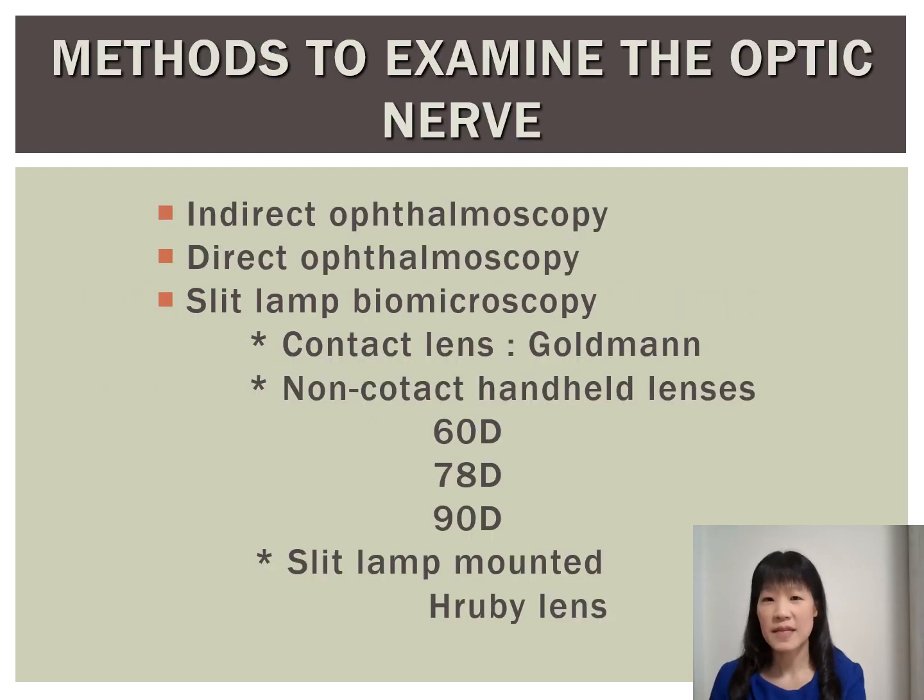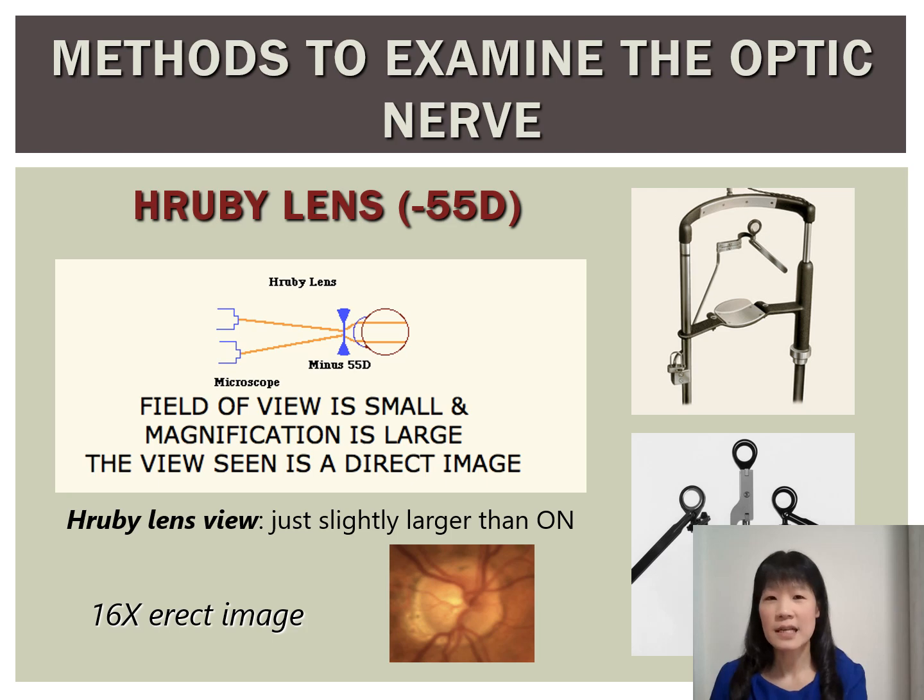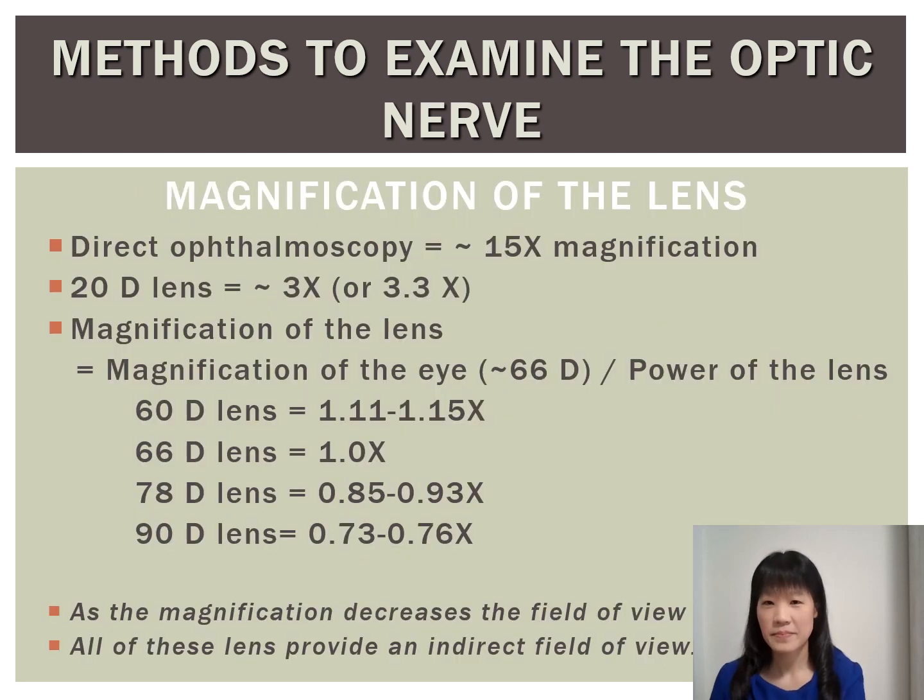So how do we examine the optic nerve in the clinic? Obviously, we know about indirect and direct ophthalmoscopy, but most commonly in the clinic, we use our slit lamp with a non-contact handheld lens. I'm just going to focus a little on the Ruby lens because this is not commonly used, but we usually have a Ruby lens that can be attached to the slit lamp apparatus. It is a minus 55 diopter lens, so because it's a minus lens, it is a direct erect image, meaning it's not upside down and backwards. But again, most commonly we use the 78 diopter or the 90 diopter lens.